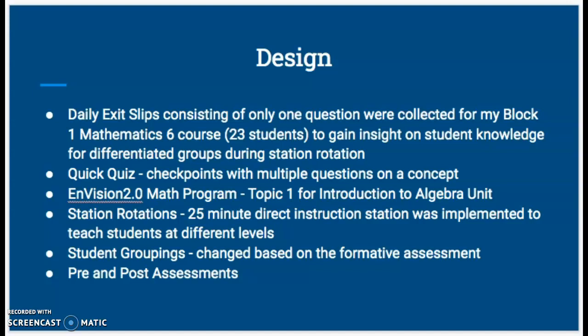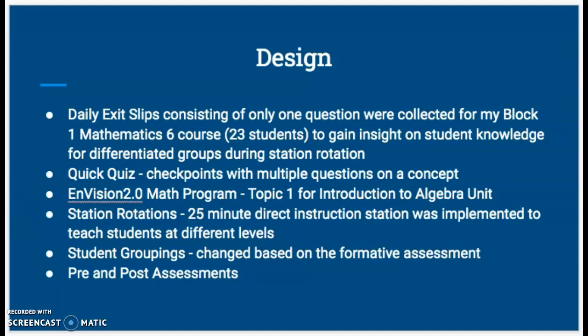I also used quick quizzes. These were just checkpoints with multiple questions on a concept. As I stated, I was doing introduction to algebra, and I was using these quick quizzes for the students with multiple questions, so evaluating numerical expressions along with algebraic expressions, using keywords, and translating algebraic expressions.